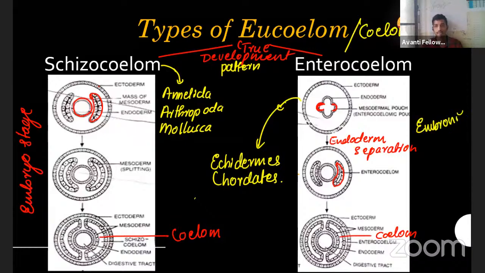Embryonic development always happens in the embryonic stage. The organs should develop, right? For an organ to develop, there should be a space. So first the coelom will form, and later all the other things will start.